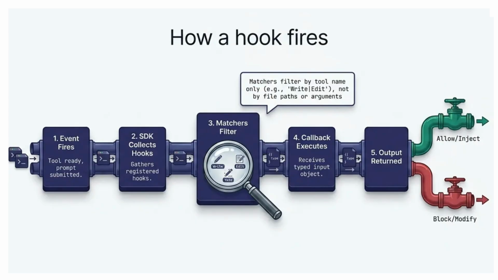How a hook fires. Before any code, it helps to see the whole mechanism at once. A hook firing is a 5-step pipeline. An event fires: a tool is about to run, a prompt was submitted, or the session just started. The SDK collects the hooks registered for that event. Matchers filter which ones actually run, narrowing by tool name. Each matching callback executes, receiving a typed input object with the event details. Finally, your callback returns an output object that tells the agent what to do: allow, block, modify the input, or inject context.